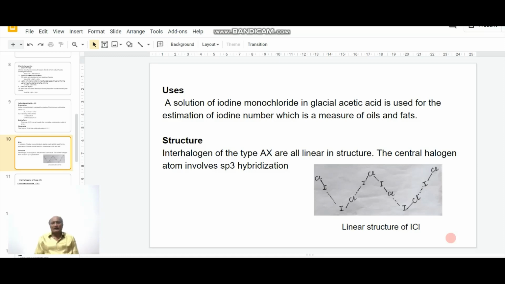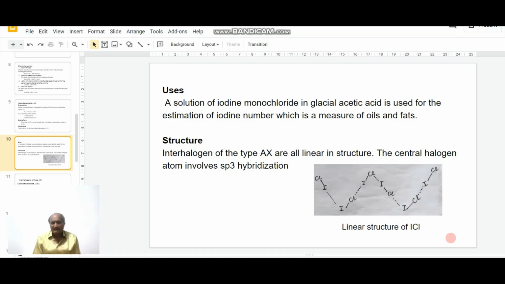Coming to the last bit of the AX type interhalogen compound, that is structure of AX type interhalogen. Interhalogens of the type AX are all linear in structure. The central halogen atom involves sp3 hybridization.